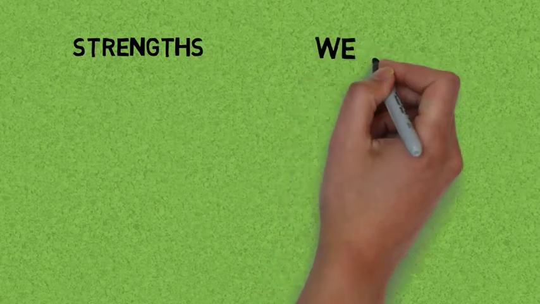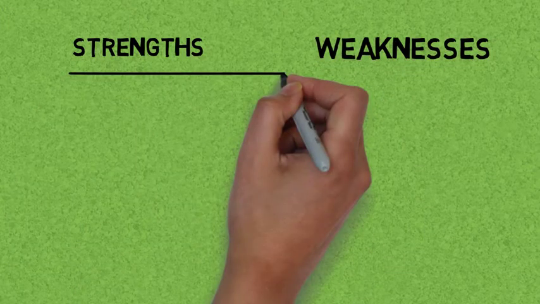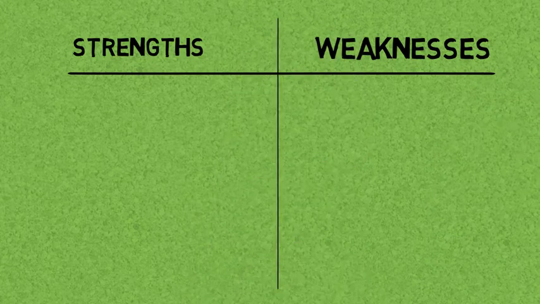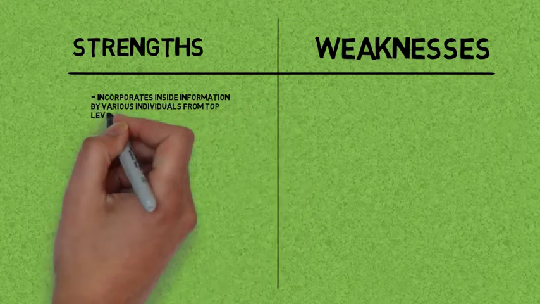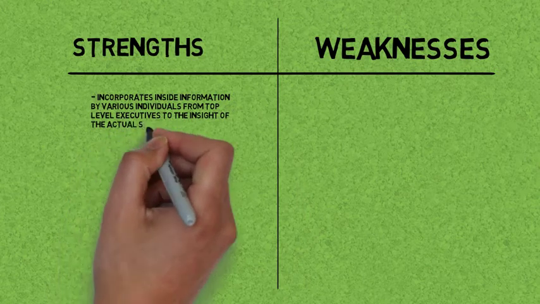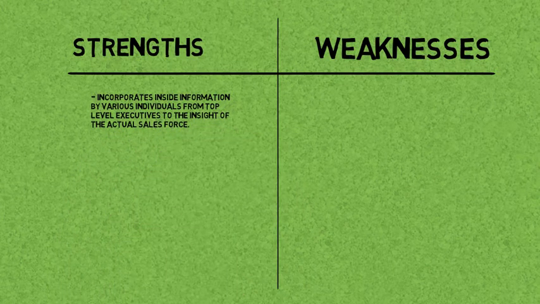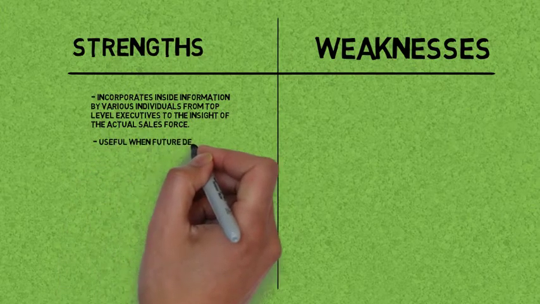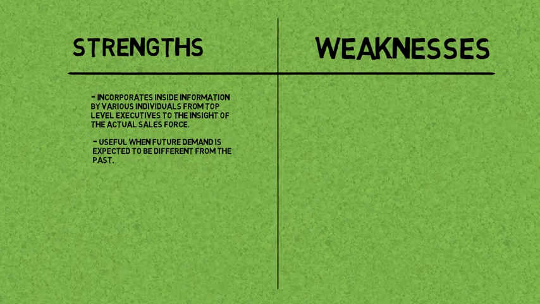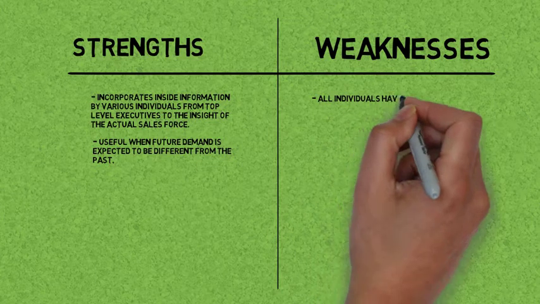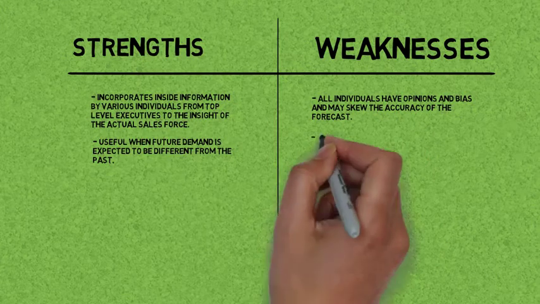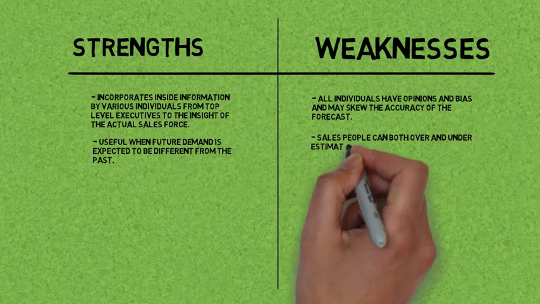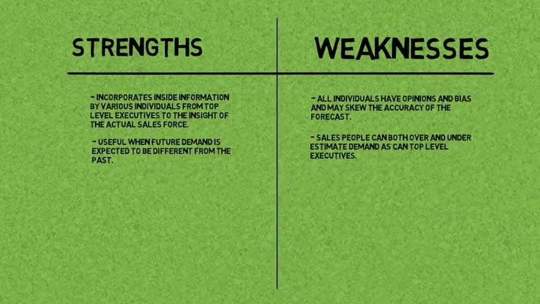As with both types of forecasting, there are both strengths and weaknesses. One of the major strengths to qualitative forecasting techniques is that it incorporates inside information by various individuals from top-level executives to the expansive insight of the actual sales force. Unlike quantitative forecasting, which bases future data on past data, qualitative forecasting is useful when future demand is expected to be different from the past. That being said, all individuals have opinions and biases that may skew the accuracy of the forecast. Salespeople, for example, can both over and underestimate demand, as can top-level executives.